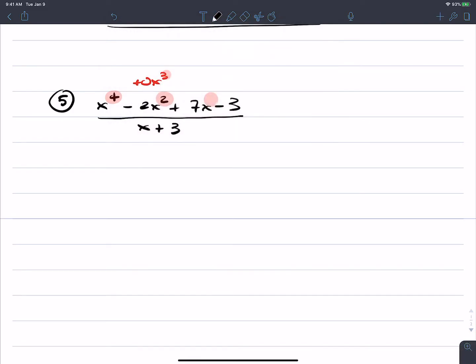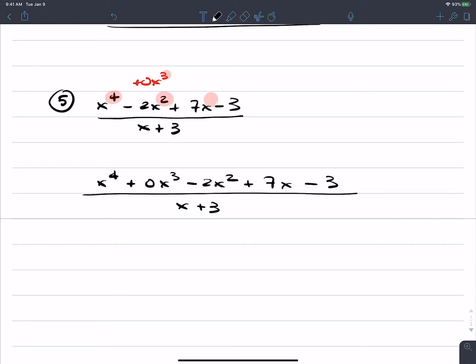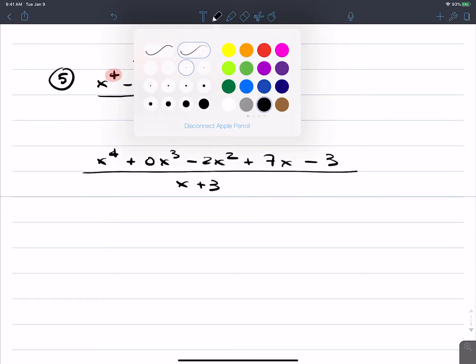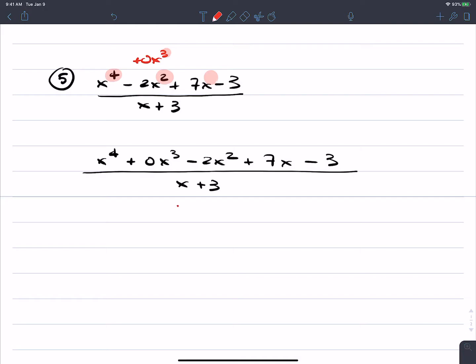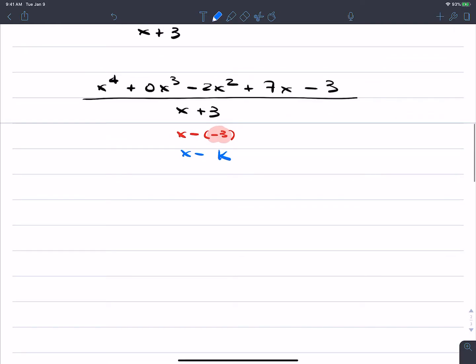So that what you really have here is x to the 4th plus 0x cubed minus 2x squared plus 7x minus 3 over x plus 3. Because this is plus, rewrite this as x minus a negative 3, because again, we're dividing by that term of x minus k. So in this case, k is negative 3. So we're going to put a negative 3 out here.